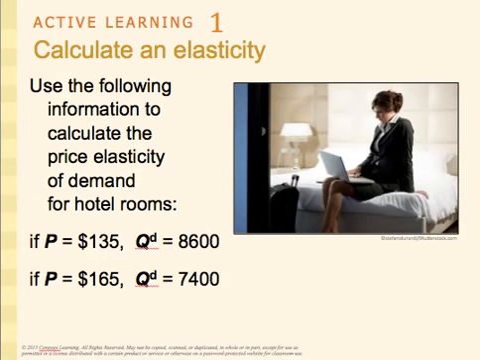So let's work on a problem here. Calculate elasticity. Using the following information, calculate price elasticity of demand for hotel rooms. If the price is $135 for a hotel room, quantity demanded is 8,600 hotel rooms. And then if the price is $165, quantity demanded is 7,400. So the price went up, quantity demanded went down. We know that from the supply and demand chapter. That makes perfect sense. So essentially we're seeing a price change here from 135 to 165.